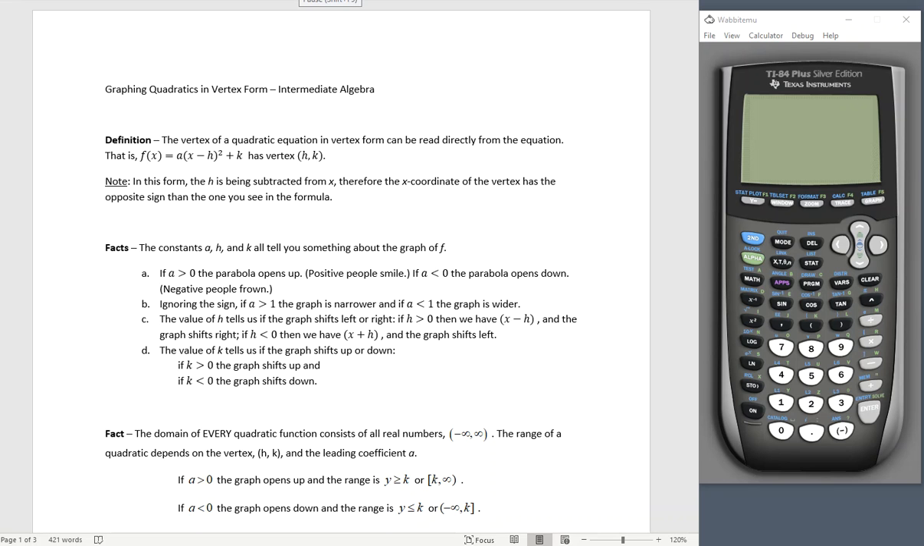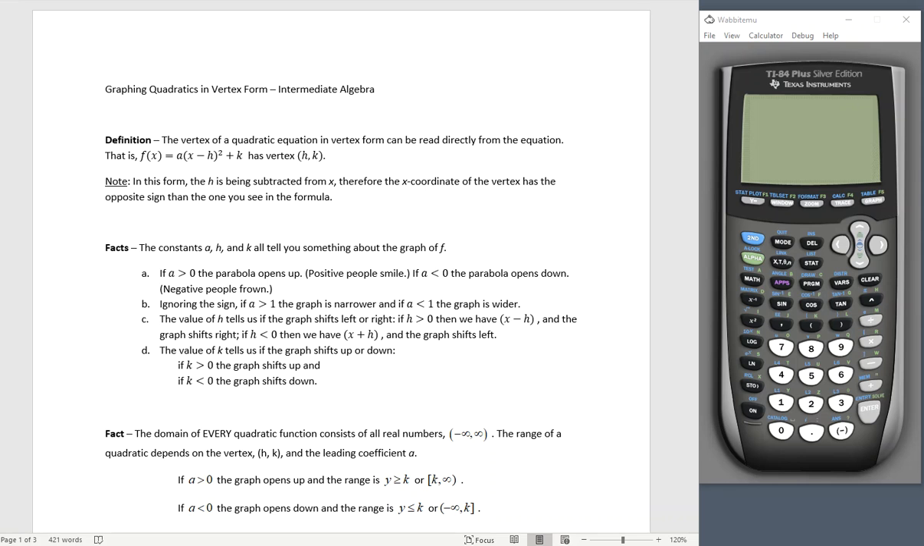Hello, and welcome to Graphing Quadratics in Vertex Form. This is an intermediate algebra look at it, so we're going to take a basic approach to it, which will get more challenging depending on the level of the video.